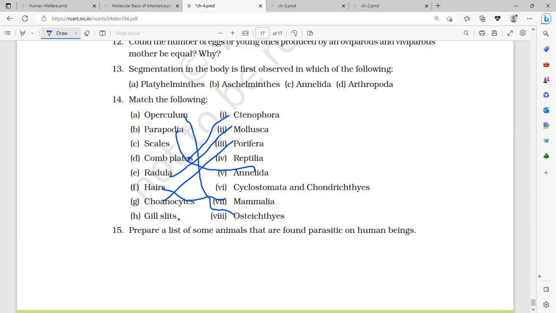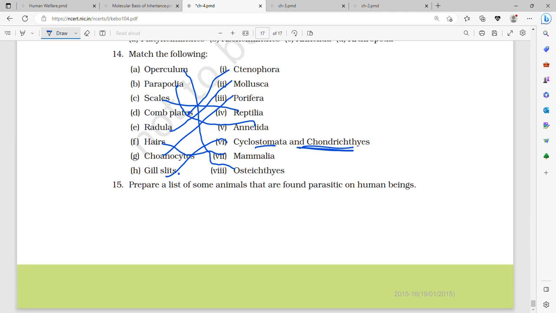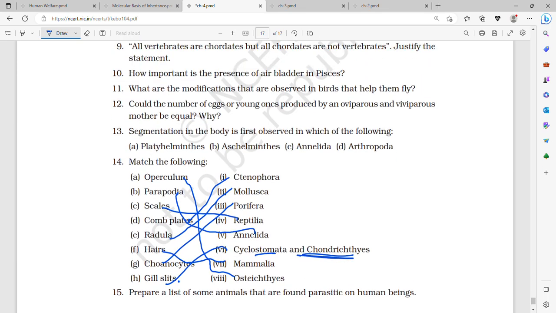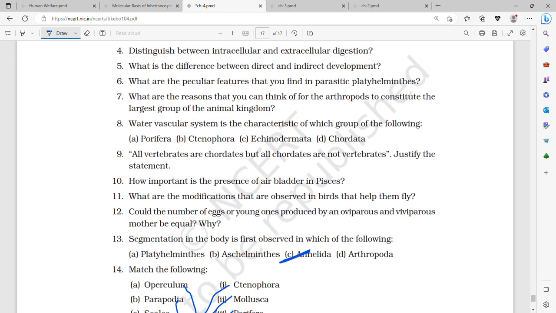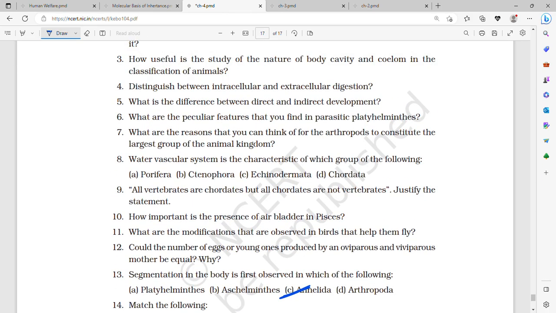Then scales are present in Reptilia, gill slits are present in Cyclostomata or Chondrichthyes. Segmentation was first observed in which of the following? Annelida. Pneumatic bones, feather.